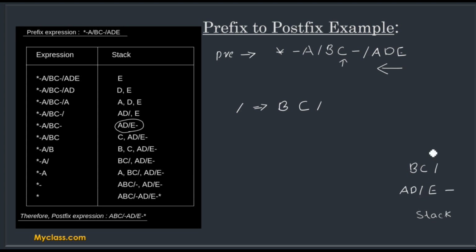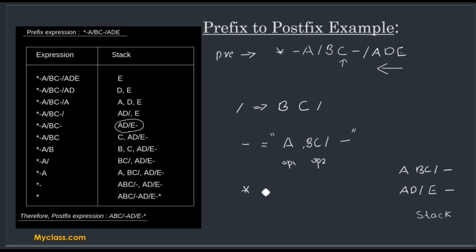Now A is an operand. We are pushing A into our stack. Now subtraction is an operator. We are popping A, then popping B, C, division. This is operand 1 and this is operand 2, and we are making a string by adding this operator like this. So this is one string. Then push it back into our stack. We have already popped A, B, C, division. We are pushing this item into our stack: A, B, C, division, subtraction.